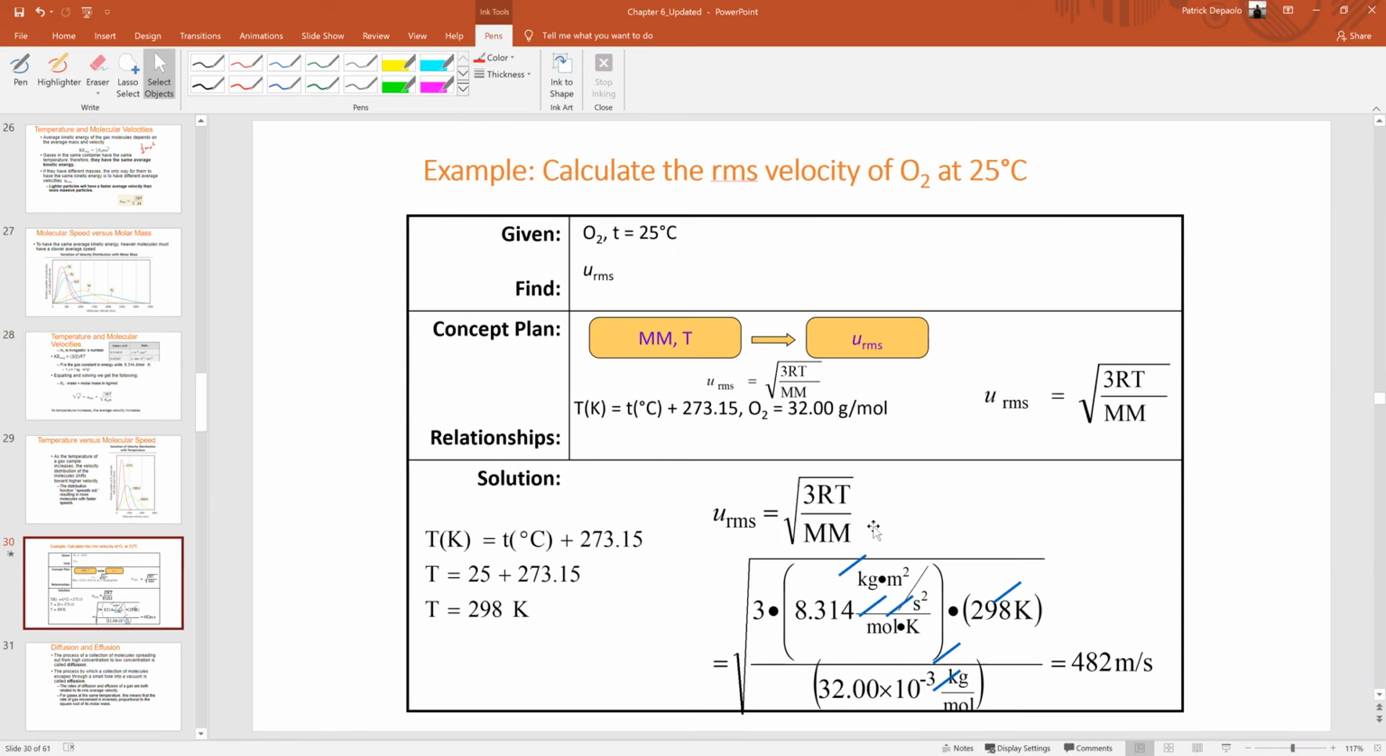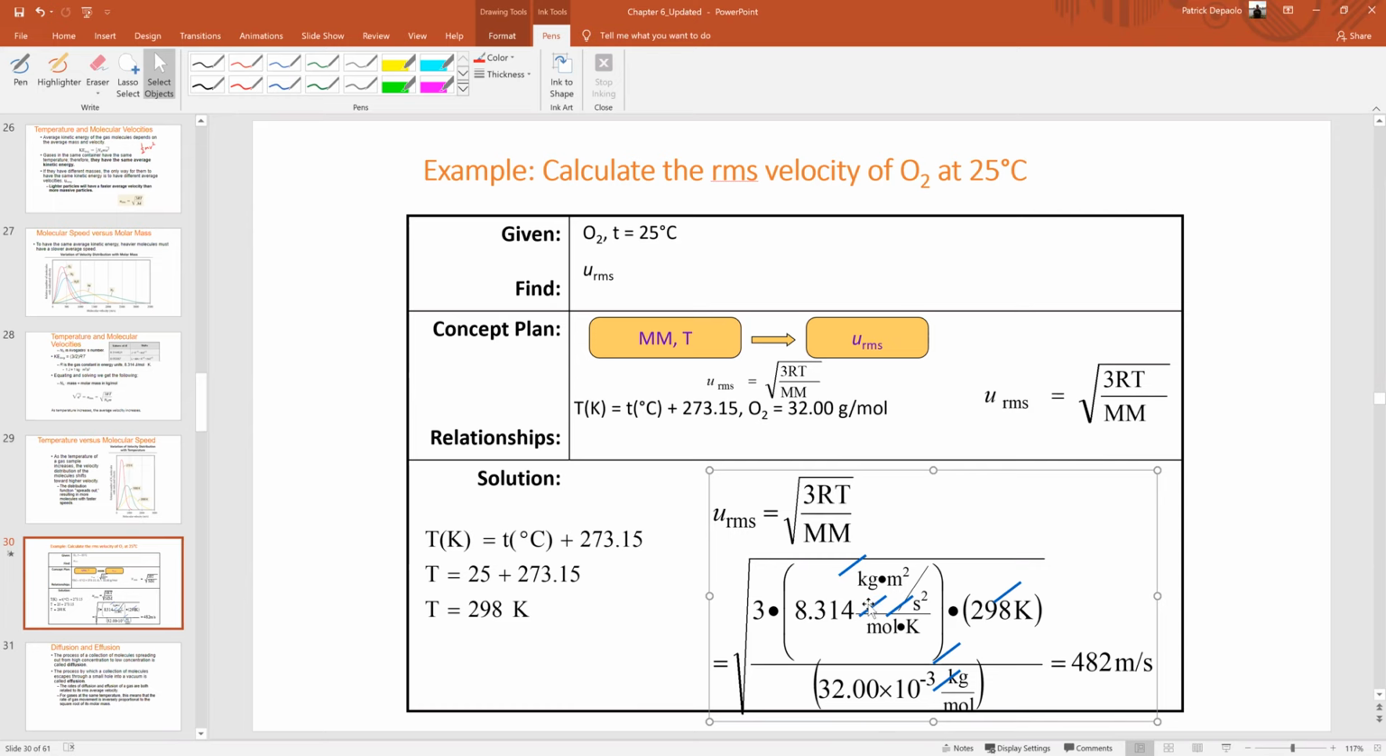Let's get back to this. So root mean square velocity, square root of 3 RT, R is 8.314, T is 298, molar mass is 32, and it's grams per mole. They just wrote it in kilograms per mole, and you do need to write it in kilograms per mole, not grams per mole, because the constant 8.314 is in kilograms.